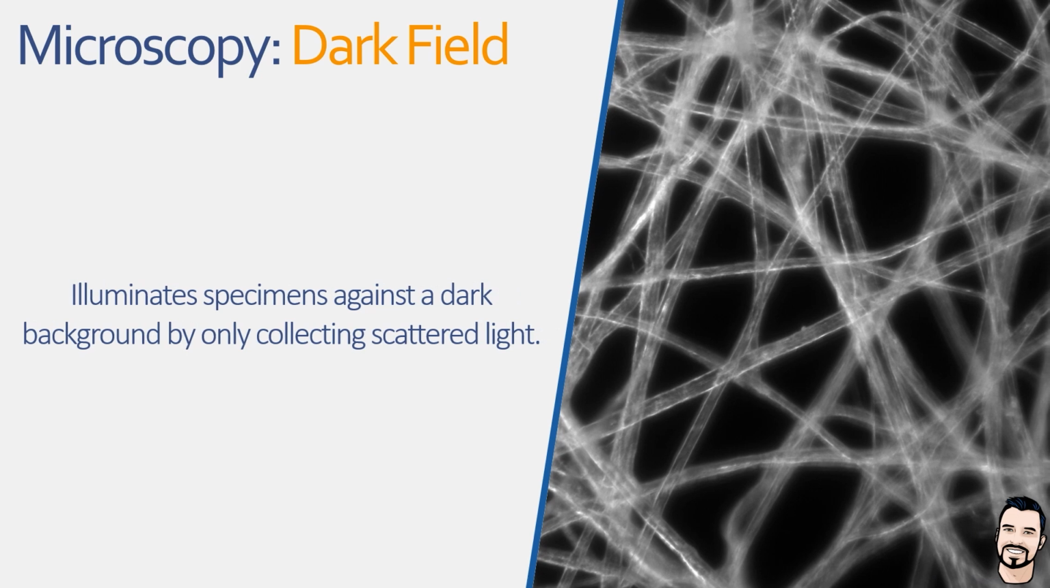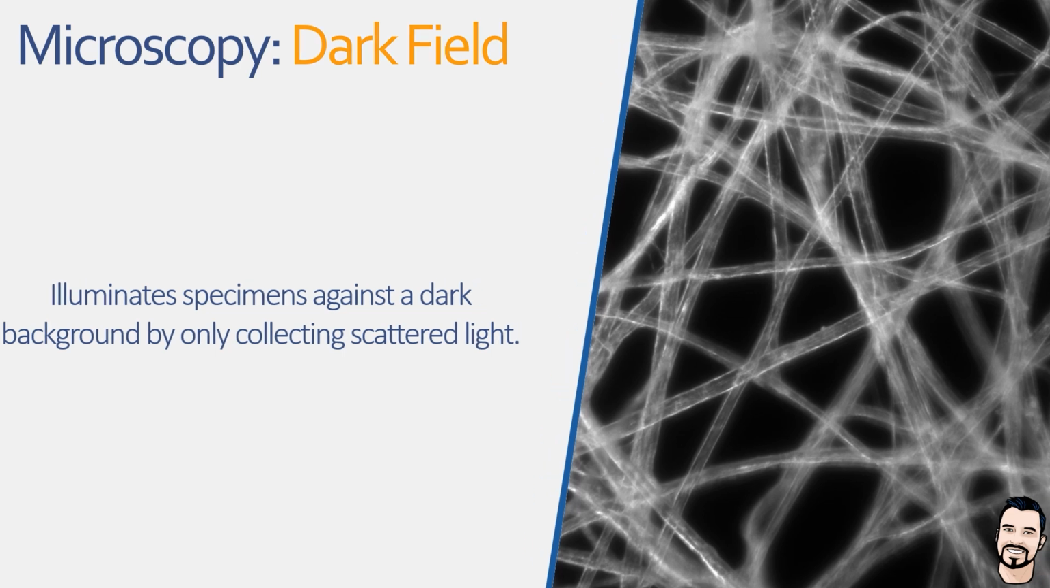And so here we can see a dark field image of some tissue fibers. The tissue fibers appear bright because they scatter light in different directions, making them stand out against the dark background, which has direct light blocked by special filters.